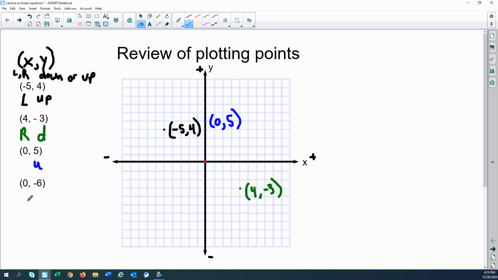And then the second one, let's change this. Looks like I wrote it backwards. So let's do -6, 0. So the -6 tells us that we're moving left, and we're going to stay on the x-axis. We're not moving up or down. So 1, 2, 3, 4, 5, 6, and we're not moving up or down.